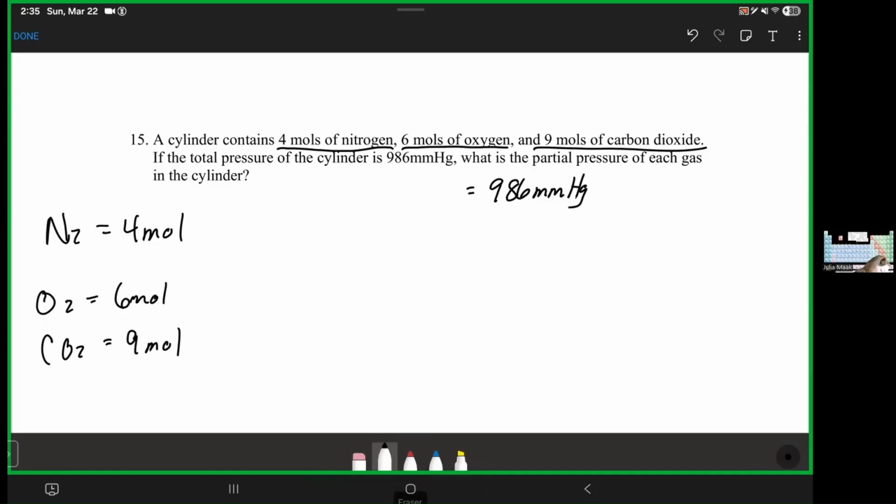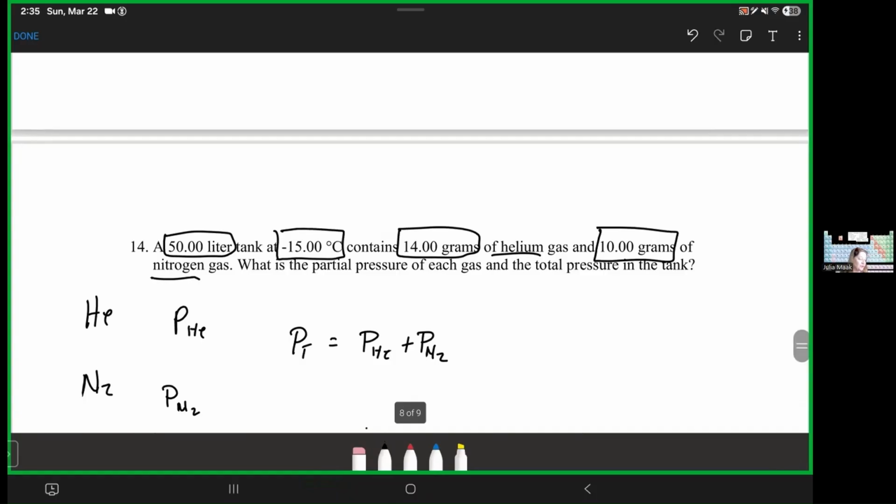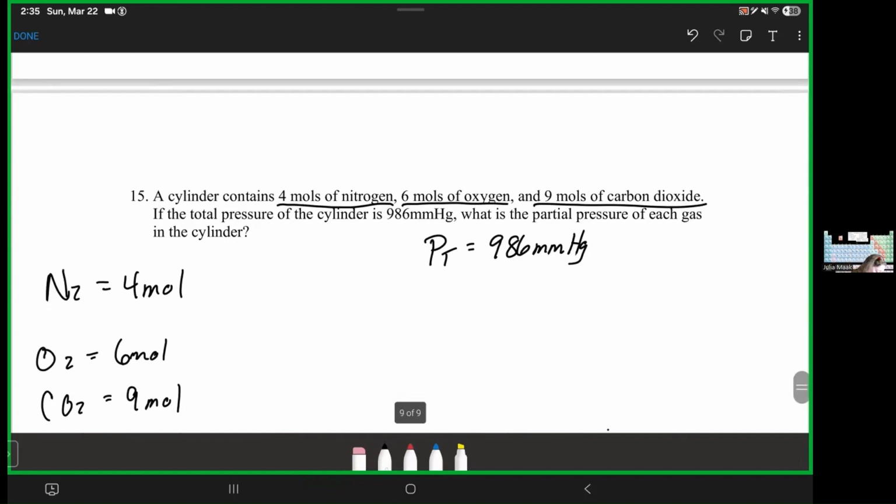Here, let me abbreviate that like I've been doing it. Pressure total is 986 millimeters of mercury. The one above gave us temperatures and volumes that we could do a gas law with, PV equals nRT. I don't have enough information here to do PV equals nRT. I don't know my temperature. I don't know my volume. All I know is my pressure and my number of moles.